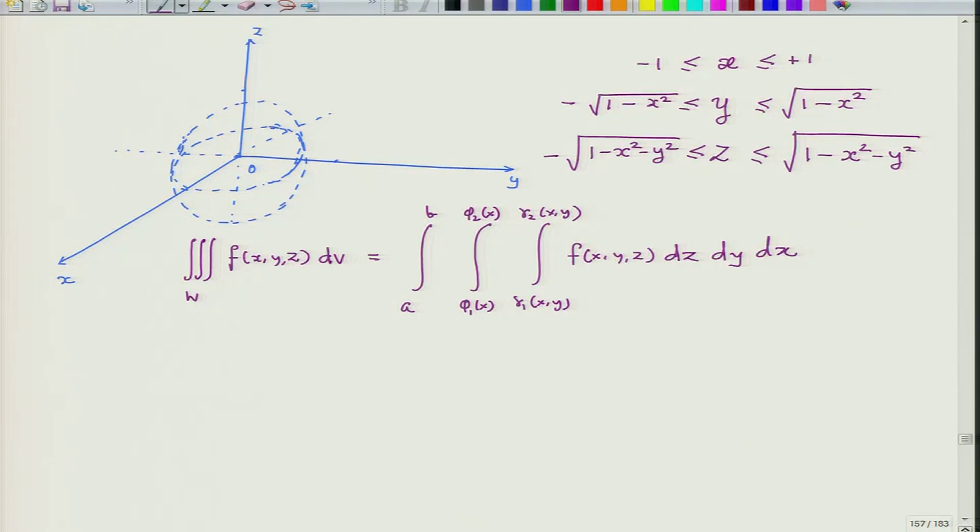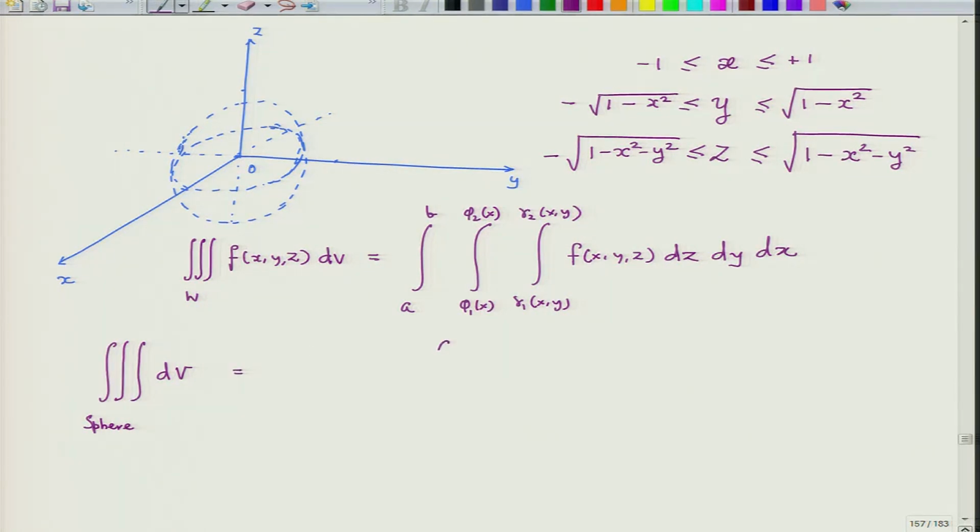For example, now I take the unit sphere and I compute the volume of the unit sphere. What is my functional value here? It is 1, because the total volume is computed through this, the integral over the sphere of dV. So, here I know how I have written it down. I will use this iterated integral scheme.